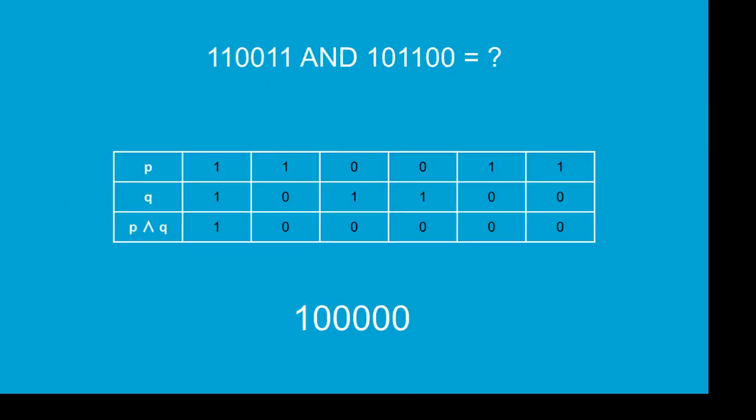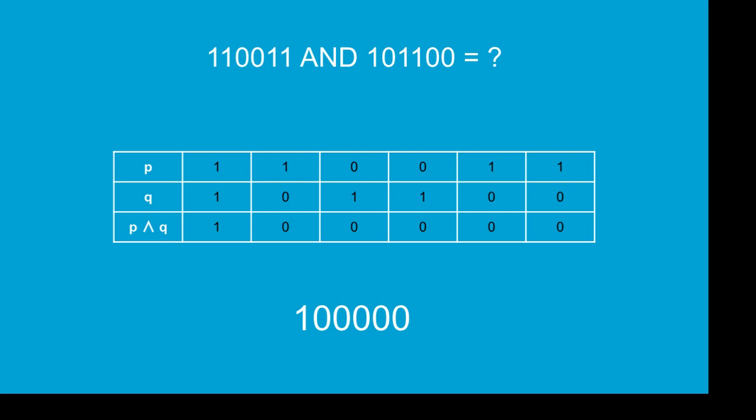So here's an example. I have the number 110011. That's the first number. And then I have the number 101100. That's the second number. If I want to take the bitwise AND, then I just look at each position and AND those values between the two numbers. So 1 and 1 is 1. 1 and 0 is 0. 0 and 1 is 0. 0 and 1 is 0. 1 and 0 is 0. 1 and 0 is 0.